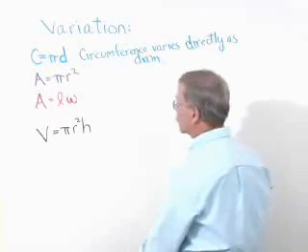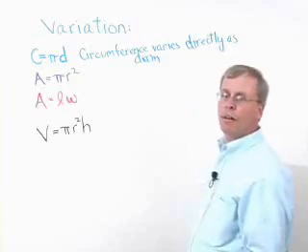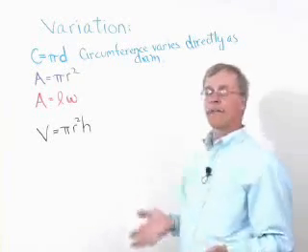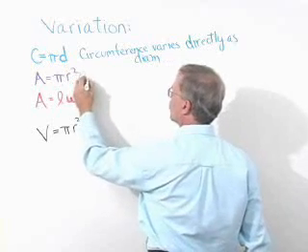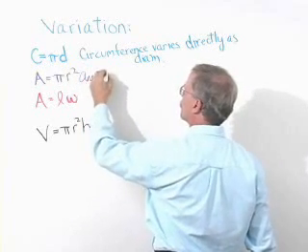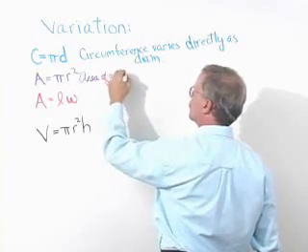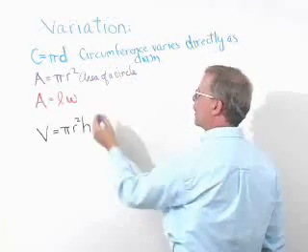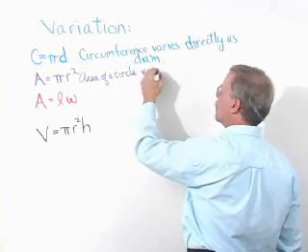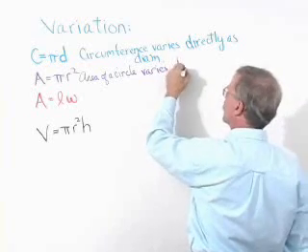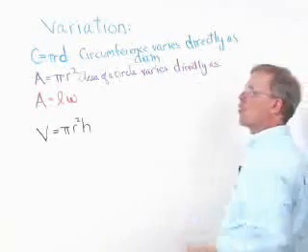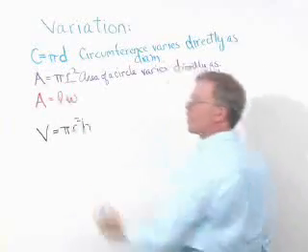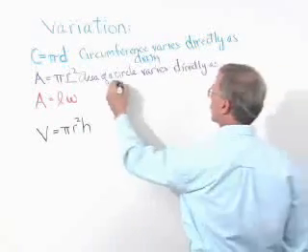Now let's look at the second one. A equals pi r squared. That's the area formula for a circle. So we know that area of a circle varies how? Varies directly again as what? As the radius squared.